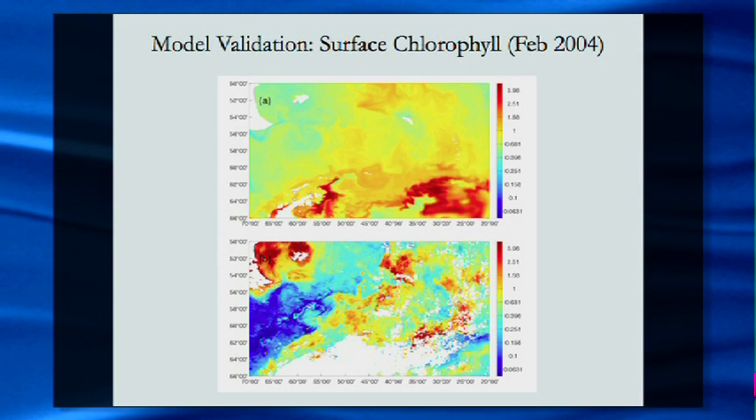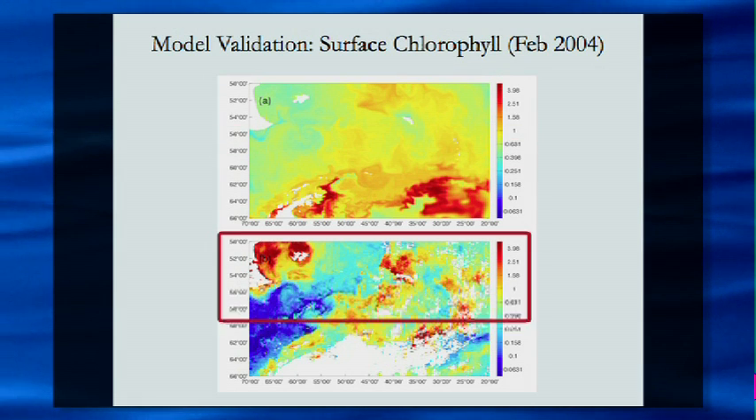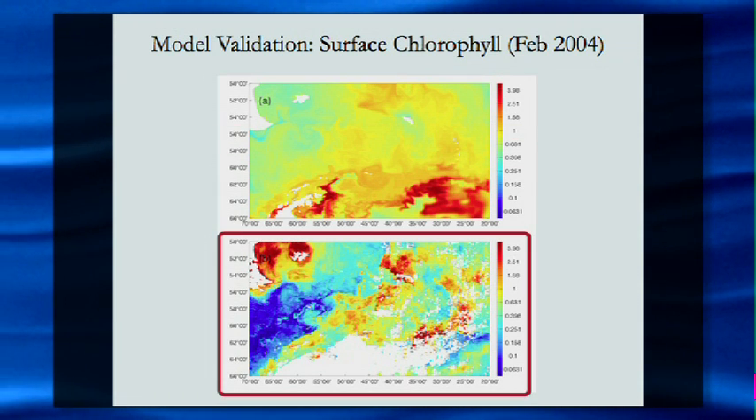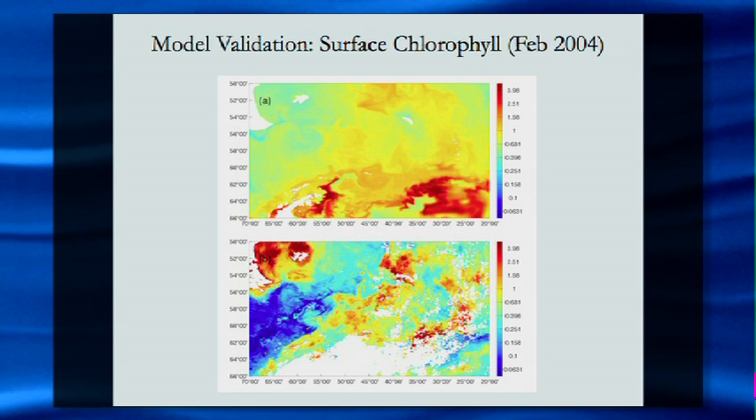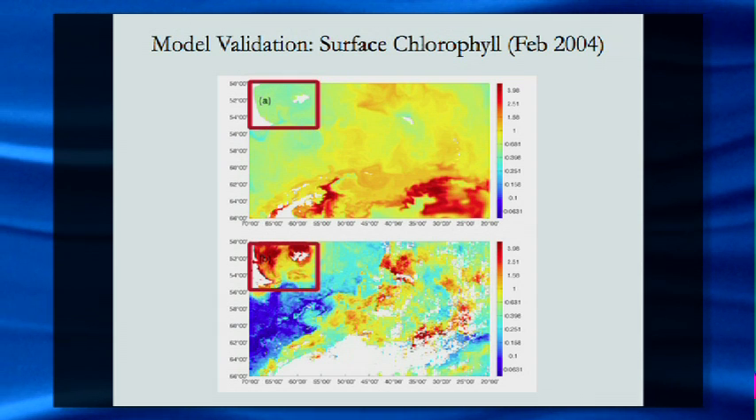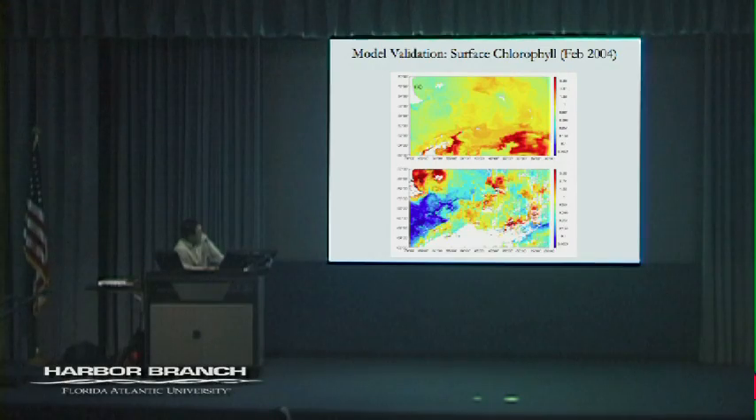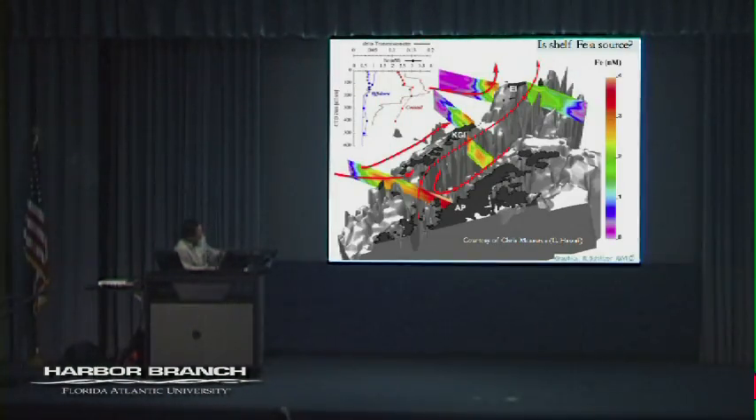And then you also try to compare surface chlorophyll. This is the model output, and this is the satellite output from the same time. You can see we generally capture the pattern here, but we apparently missed this part. Probably we don't have enough dust in the model. So we have made a number of comparisons, but I don't want to spend too much time on that.